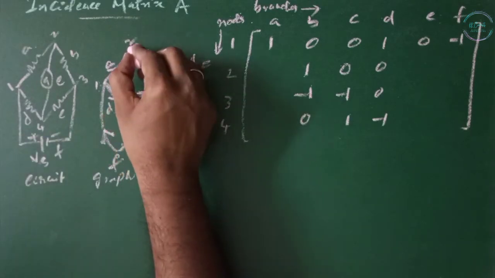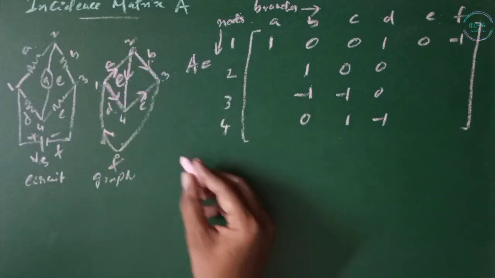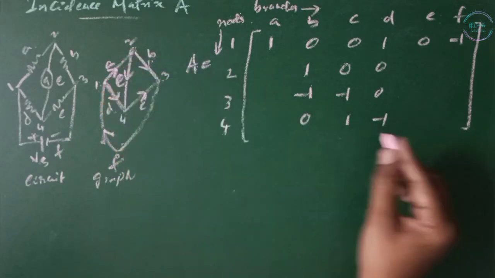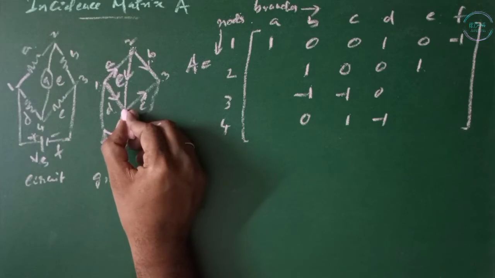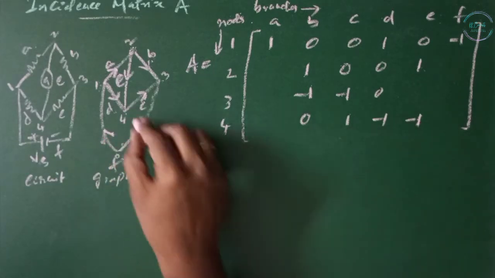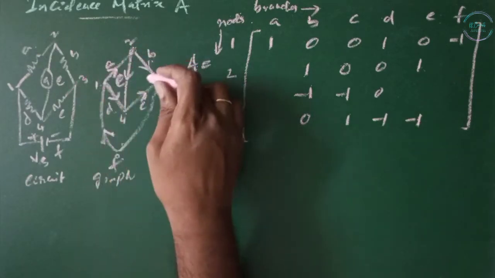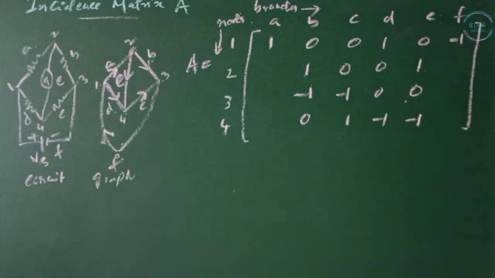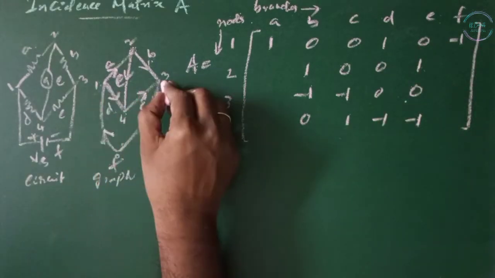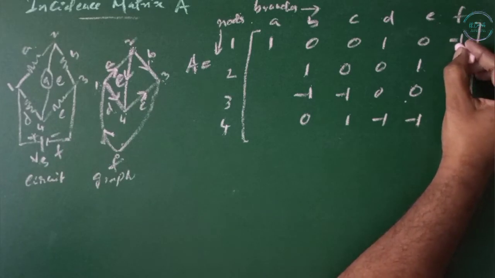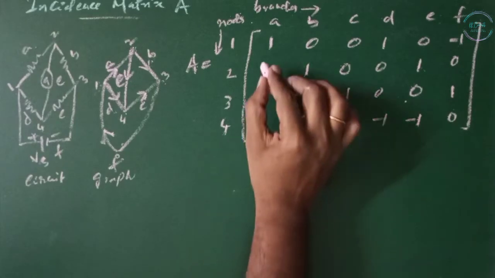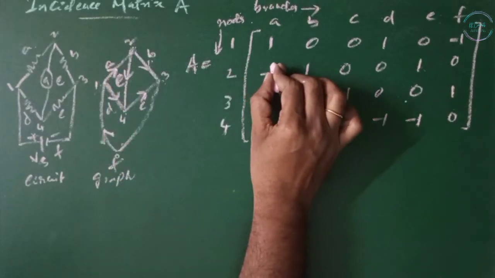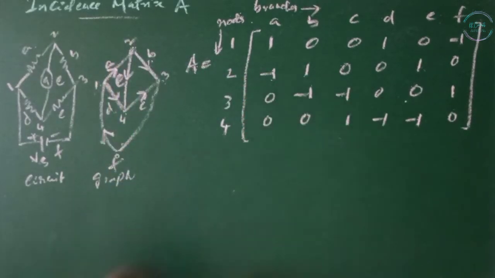Consider the branch E. It is connected to 2 and 4, going away from 2 and coming towards 4, so -1, and it is not connected to nodes 1 and 3, so those are 0. F is between 1 and 3, so it is coming towards 1 and going away from 3, and the other terms are 0. A is between 1 and 2, so the others are 0. So this is our incident matrix.